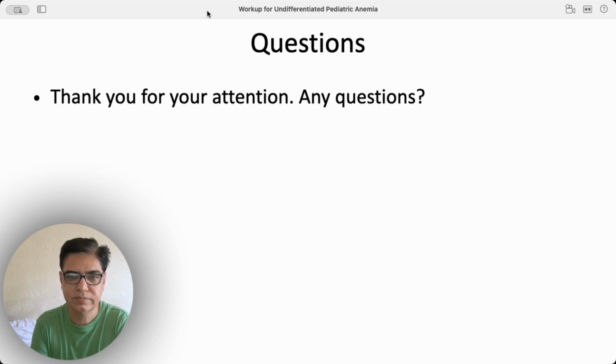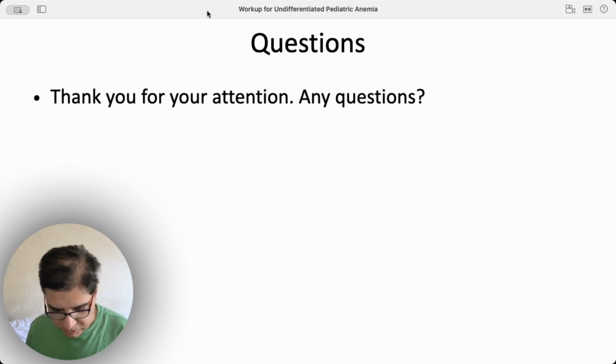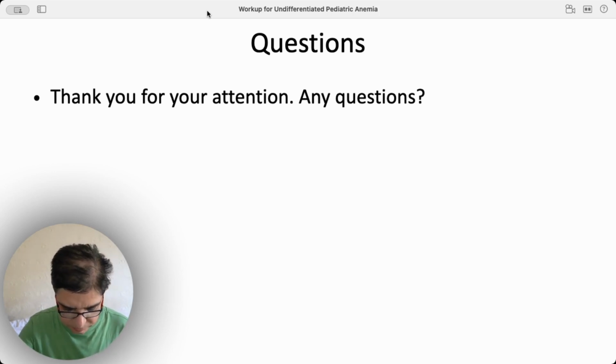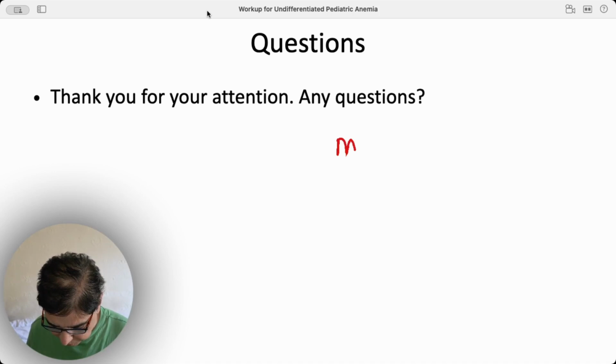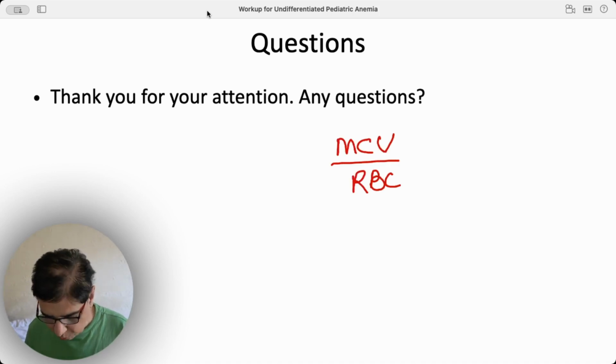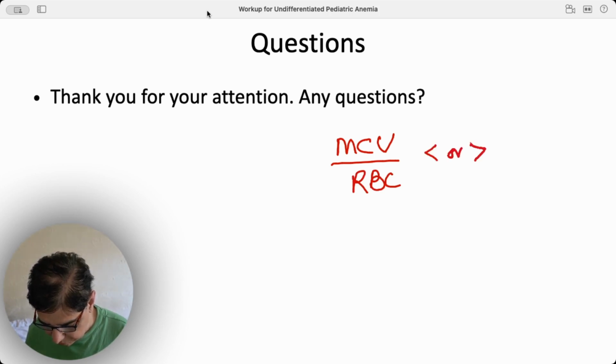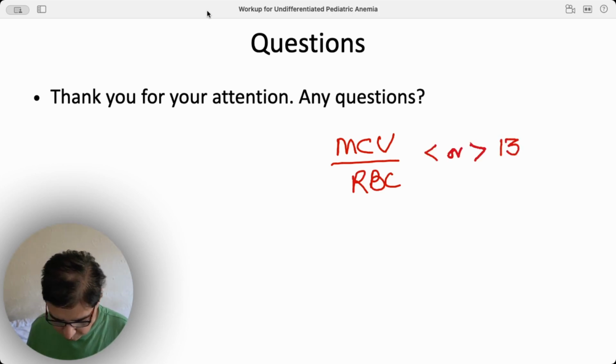Among all these indices, is there any practical significance or use of Mentzer's index? Yes. Very good question. Do you know how it is calculated? It's MCV divided by RBC count in millions. You have to see whether it is greater than or less than 13. Yes, that's right. That would be your Mentzer index.